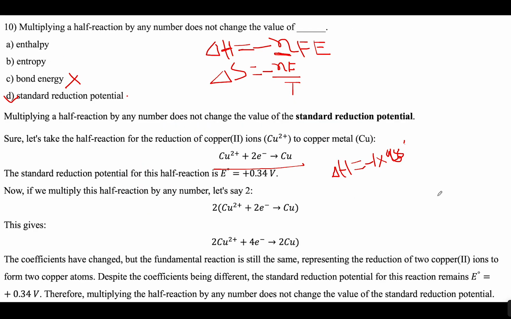Now moving to the next question, that is question number 10. Multiplying a half reaction by any number does not change the value of enthalpy, entropy, bond energy or standard reduction potential. The correct answer is option D, the standard reduction potential. So it is the end of week 3.